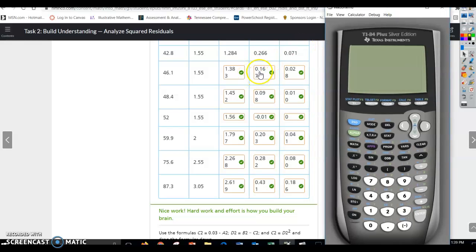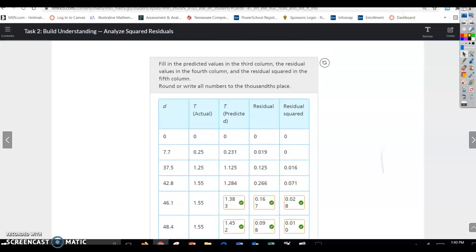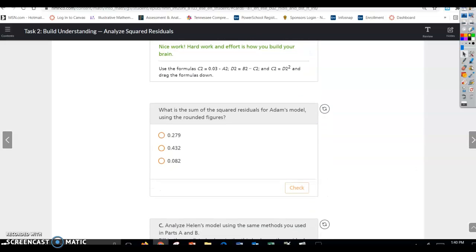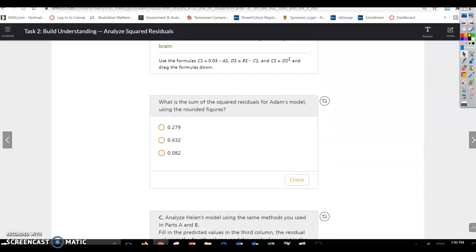So if you want to square 0.167, it's got a squared button right here. So if I want to square that, that's how I get the 0.028. It says 0.027, but since this is bigger than 5, you round that to an 8, because this does say everything has to be rounded to the thousandth place. Okay? All right, so what is the sum of the squares residual to the model?